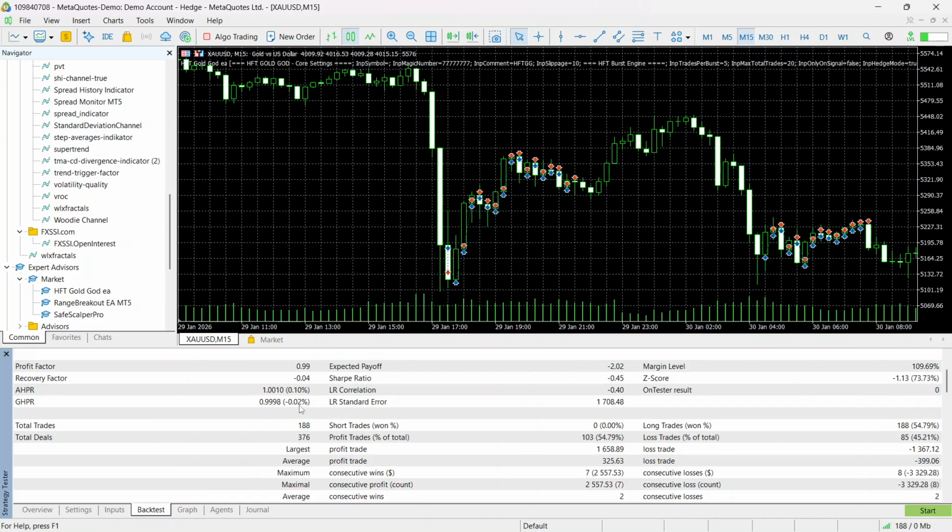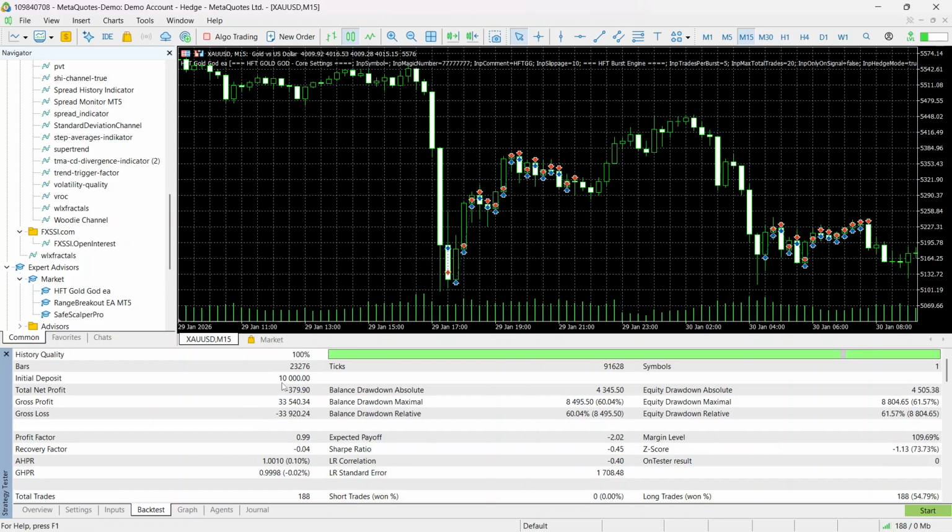the net profit, a small loss of around $380. Profit factor sits right at 0.99, basically break even. Gross profit was about $33,540, while gross loss was slightly higher at $33,920. The biggest red flag is the drawdown.